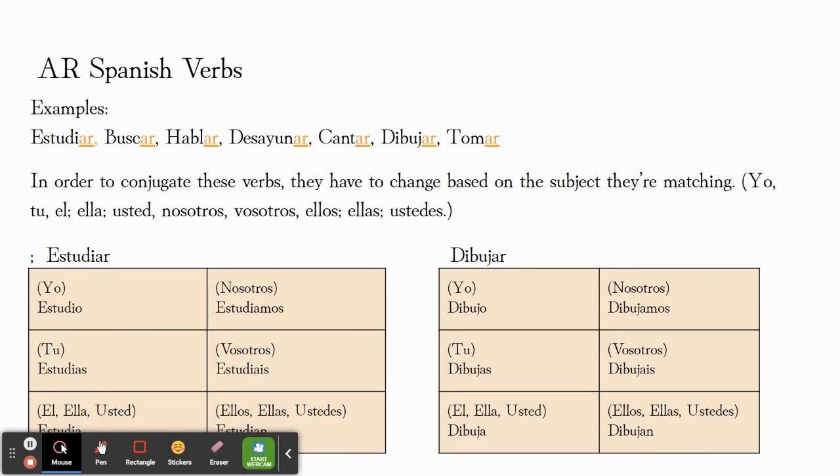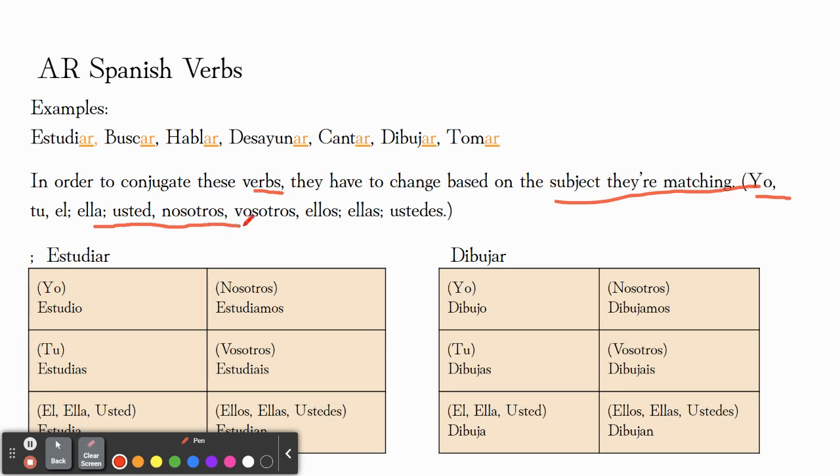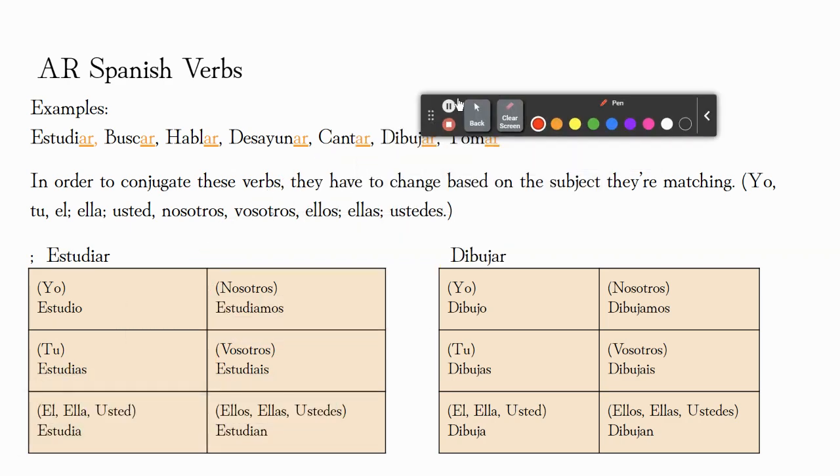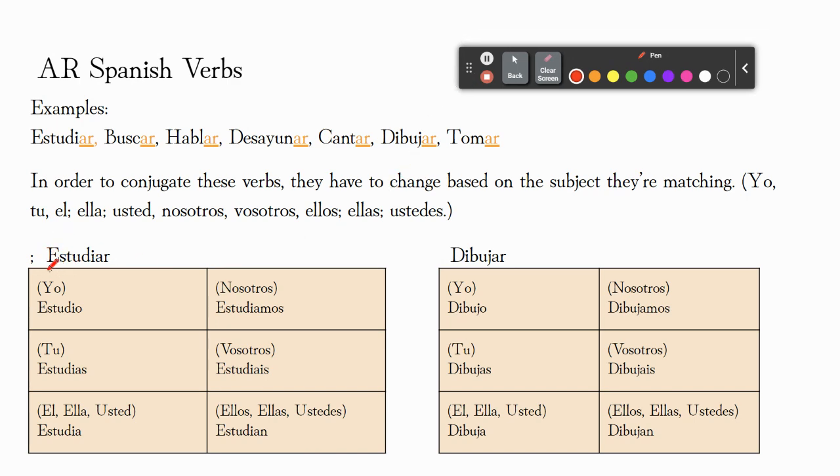Some examples of AR verbs include estudiar, buscar, hablar, desayunar, cantar, dibujar, and tomar. Usually, in order to conjugate these verbs, they have to change based on the subject that they're matching, like yo, tú, él, ella, usted, nosotros, vosotros, ellos, ellas, and ustedes. And then here we have our chart. In order to help you conjugate, usually using this chart is a very helpful form.